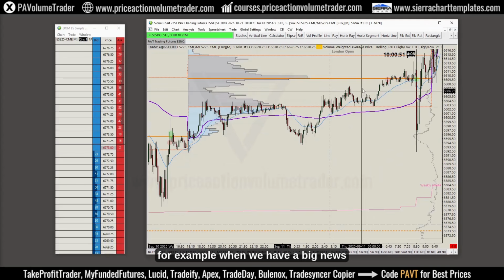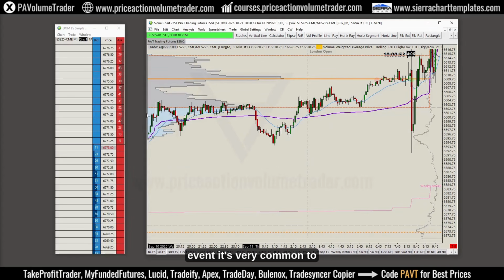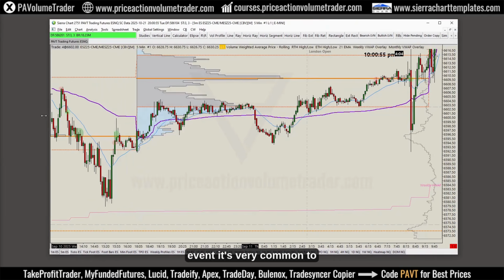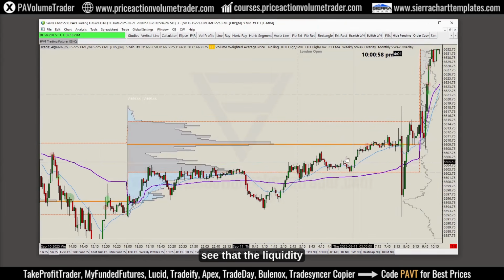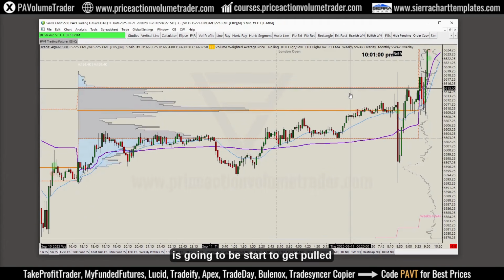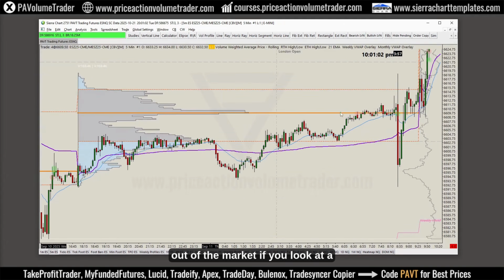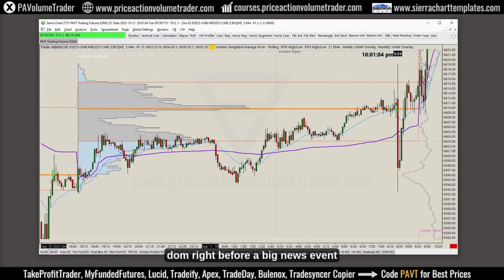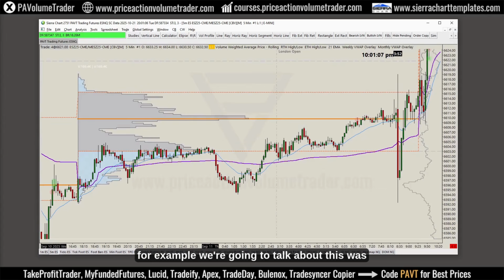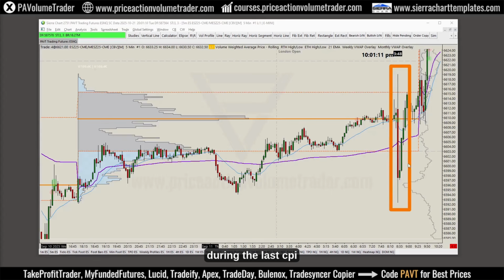So for example, when we have big news events, it's very common to see the liquidity start to get pulled out of the market. If you look at a DOM right before a big news event, for example, we're going to talk about the last CPI that came out at 8:30 a.m. on September 11th for the data of August.